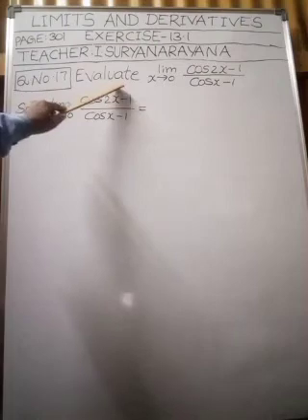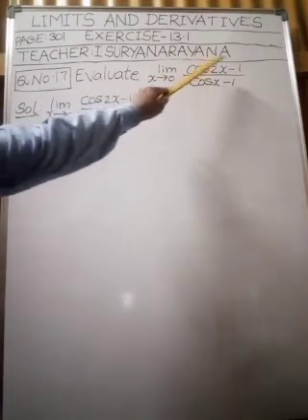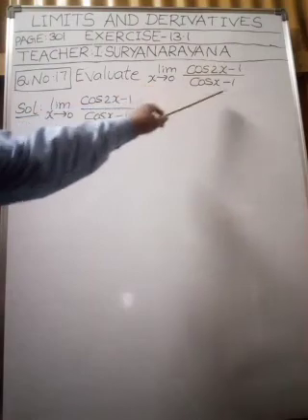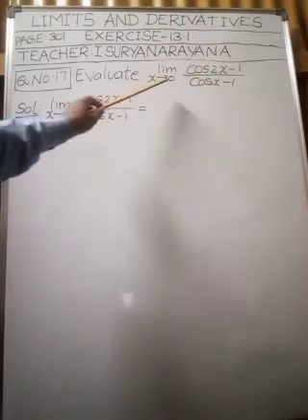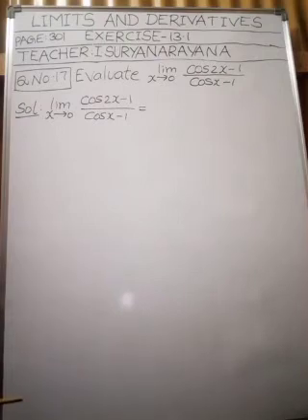Right. Now come to question number 17, my children. 17th question. Evaluate, as x tends to 0, limit of cos 2x minus 1 by cos x minus 1. Okay, my children? Understood the question? We have to find the limit of this function as x is approaching 0. Right. Come to the solution part.